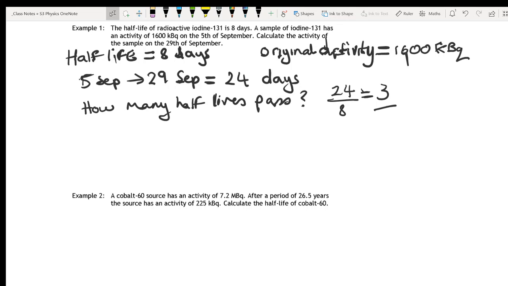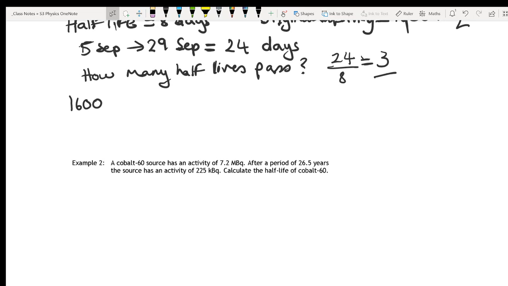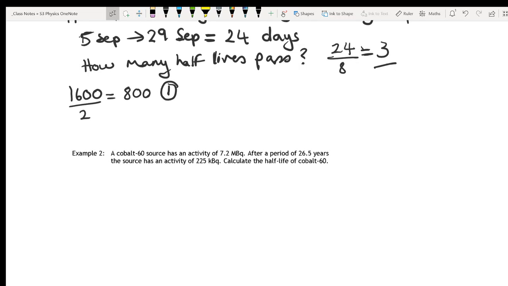Okay, so if we know that the original activity is 1,600 kilobecquerels, and we know that 3 half-lives passed, to find the final activity, we have to divide by 2 3 times. So what I do is I do a little sort of ladder. So we had 1,600 original, this is kilobecquerels. So if I divide it by 2 once, it gets to 800. Okay, that's after 1 half-life, but we know 3 half-lives have passed. So we have to do that 2 more times.